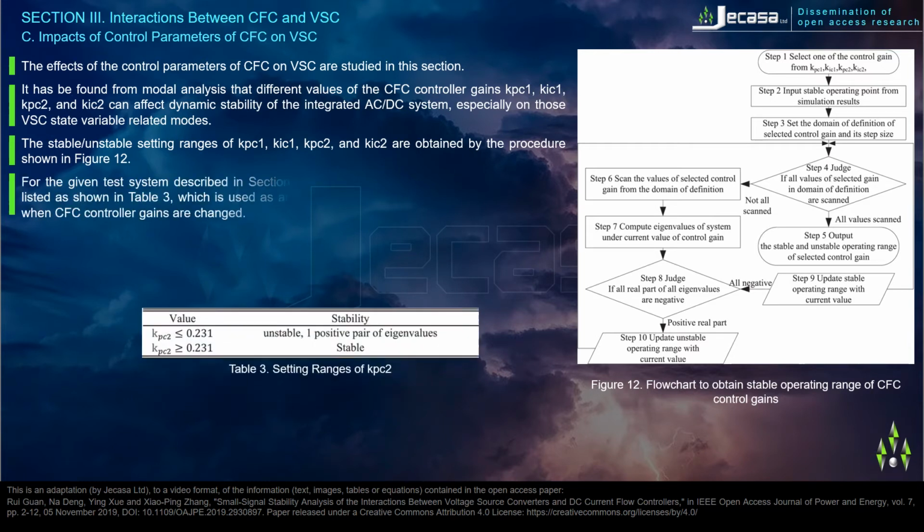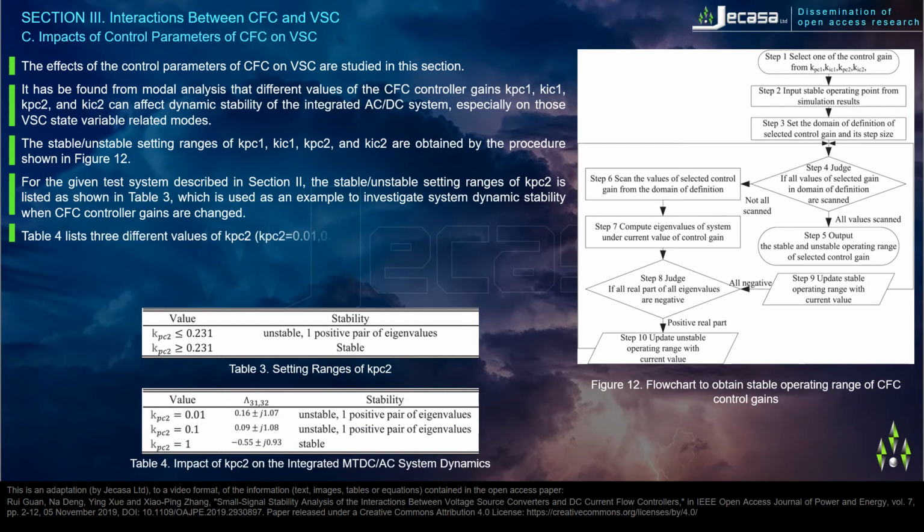For the given test system described in Section 2, the stable-unstable setting ranges of KPC2 are listed in Table 3, which is used as an example to investigate system dynamic stability when CFC controller gains are changed. Table 4 lists 3 different values of KPC2, equal to 0.01, 0.1, and 1, and relevant modes. The corresponding values of lambda 3132 are 0.16 ± j1.07, 0.09 ± j1.08, and -0.55 ± j0.93.